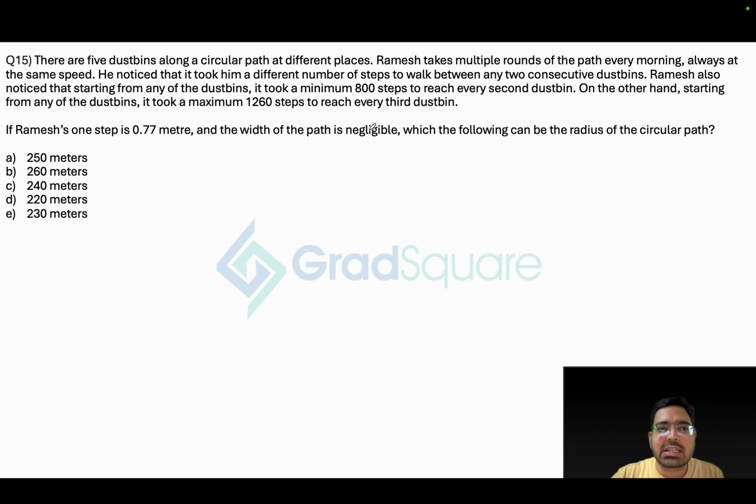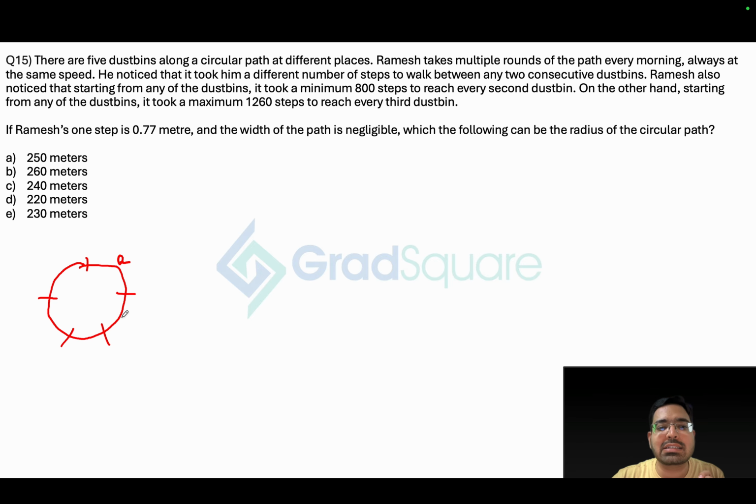Ramesh also noticed that starting from any dustbin, it took a minimum of 800 steps to reach the second dustbin, and 1260 as the maximum number of steps that he has to take to reach the third dustbin. All right, so let's try and visualize this. Let's say there are 5 dustbins placed at different distances all along this circular track.